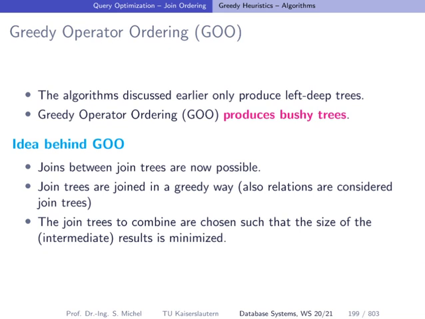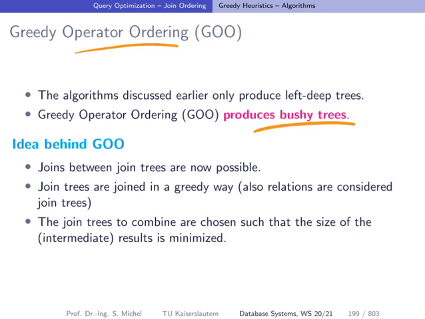The previously discussed greedy algorithms would create a sequence of relations that we interpreted as the leaves of our left deep tree. What the greedy operator ordering algorithm is doing is different. We create trees, and these trees don't have to be linear. Here we also allow in general joining of join trees, right? So we can create bushy trees.